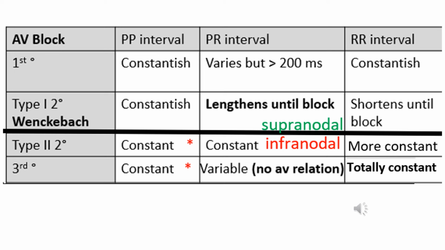In type 1 second degree or Wenckebach, the RR interval shortens until there's a dropped beat. In type 2 second degree block, which is below the AV node, the vagal influence is lessened, so PP and RR intervals are more constant. In complete heart block, there's no vagal influence on the QRS generation, so the RR intervals are totally constant.